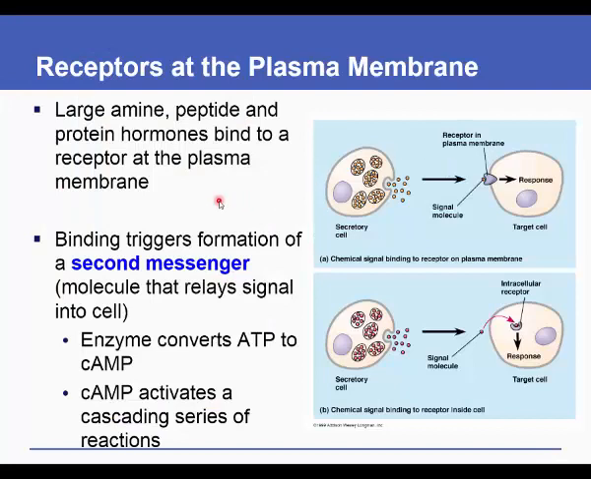Now, the large amine, peptide, and protein hormones bind to a receptor of the plasma membrane. This means that they cannot go into the cell. And what happens then is they bind to the cell, and then a secondary messenger on the inside relays the message to especially the nucleus. So a lot of times the secondary messenger might be ATP, and so ATP gets converted to cyclic AMP. And if you've noticed that ATP has triphosphate, AMP is monophosphate, so we're breaking off two of our phosphates, and we create the cyclic AMP, which will activate a bunch of series of reactions.